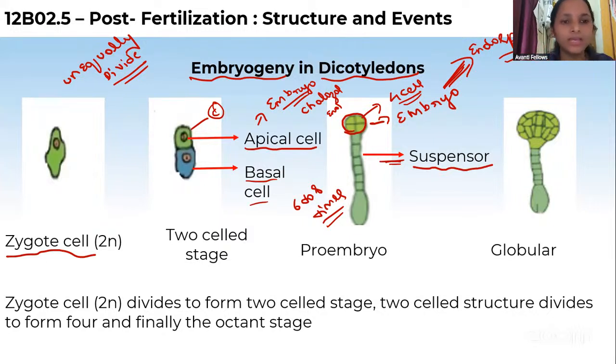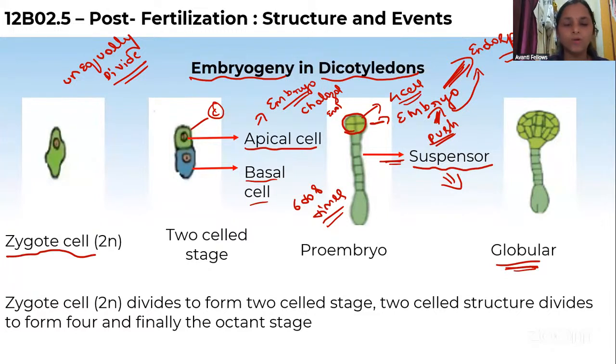So that's why this suspensor cell is going to push this embryo to the endosperm. Okay, remember this. And after that, the stage that will come is the globular stage. Remember this. The zygote will divide unequally to give two cells. One is the apical cell and another one is the basal cell. The apical cell is the embryo cell, whereas the basal cell is going to be divided 6 to 8 times to give the suspensor cell. What is the function of the suspensor cell? To push the embryo to the endosperm.